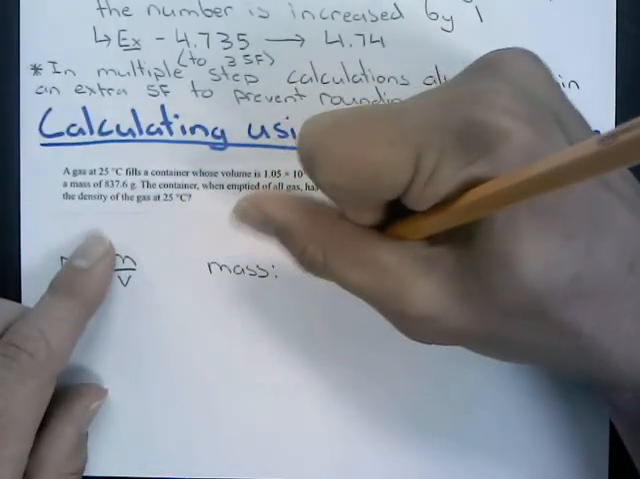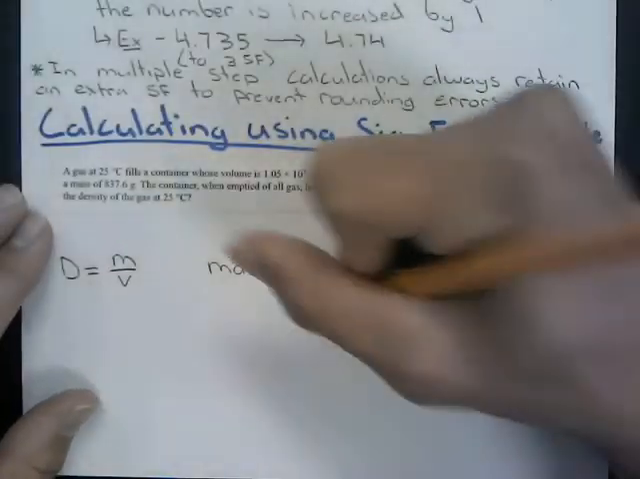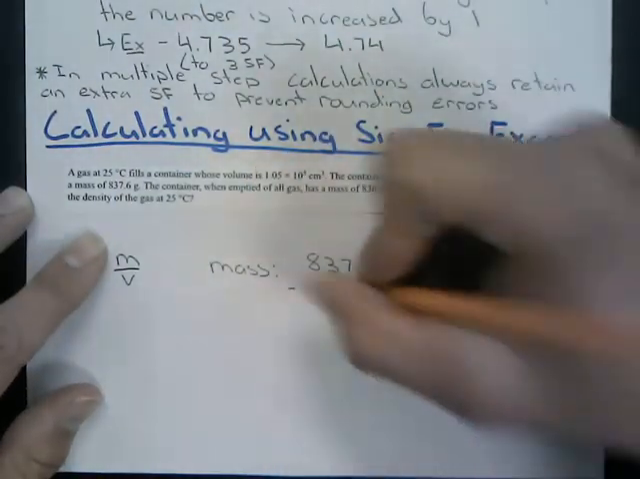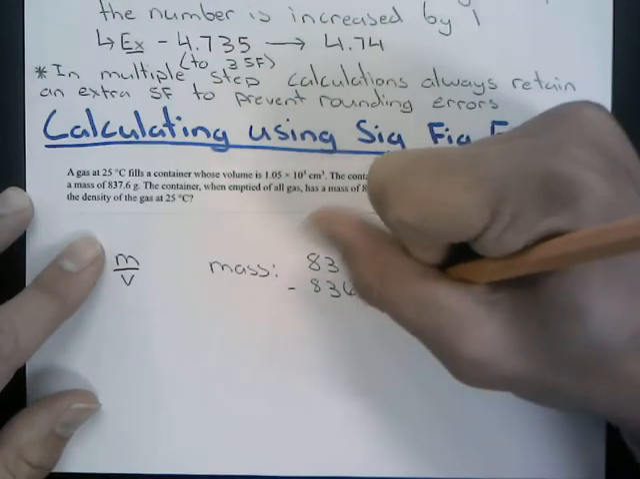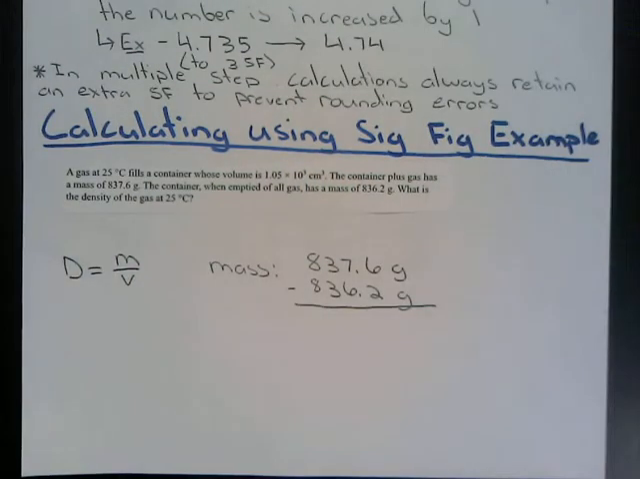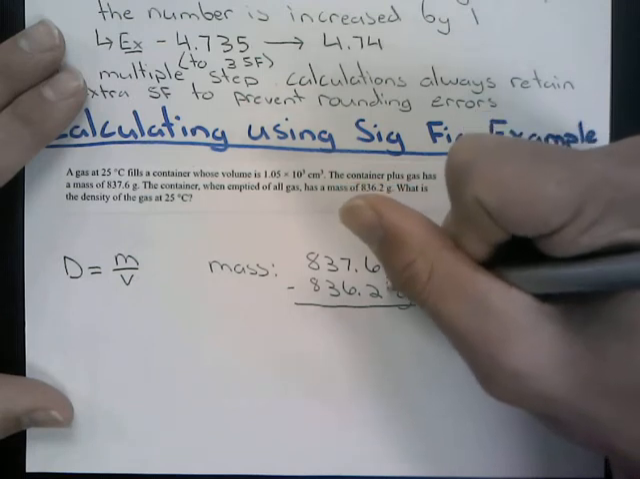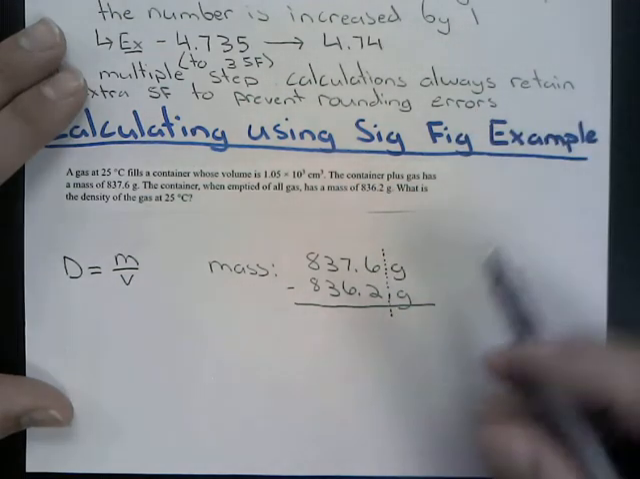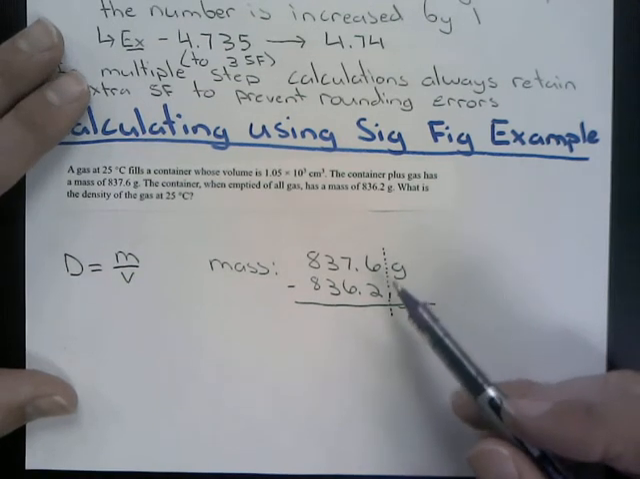So we take 837.6 grams and we subtract it from 836.2 grams. And again, what's nice about this is that both of these have the same digit. I assume they were measured on the same scale, I'd hope. And so we go to the one with the least number of decimals, and we draw that dotted line.